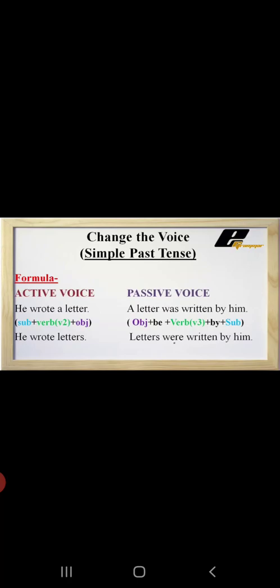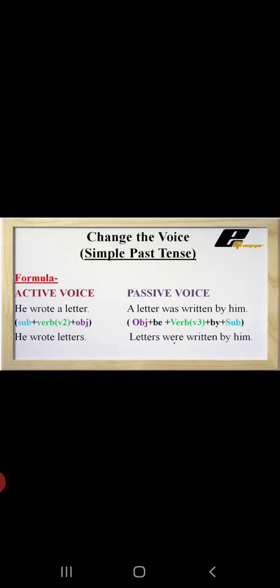Okay, so have a look at the example. We interchange the position of subject and object. So a letter will come in the place of subject and he will go in the place of object, so it will become him, and before the object we will put the preposition by. Okay, so a letter, and by him. Now before the object we will write the third form. So what is the third form of write? That is written. So we have written over here.